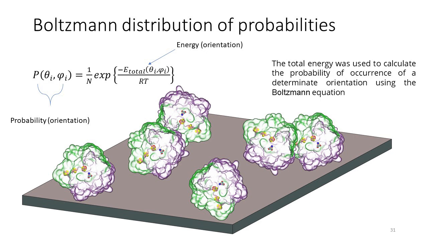So to try to create a model for determining the probability of obtaining a determined orientation, I use the Boltzmann distribution model for probabilities. Basically, this model tells me that the orientations with the lowest energy are going to be the most probable to occur. The model basically relates the probability with the energy. So for me, the orientations with the lowest energy values are going to be the orientations with the highest probability of occurring. So they are going to be the most probable orientations that are going to happen on the surface of the electrode.